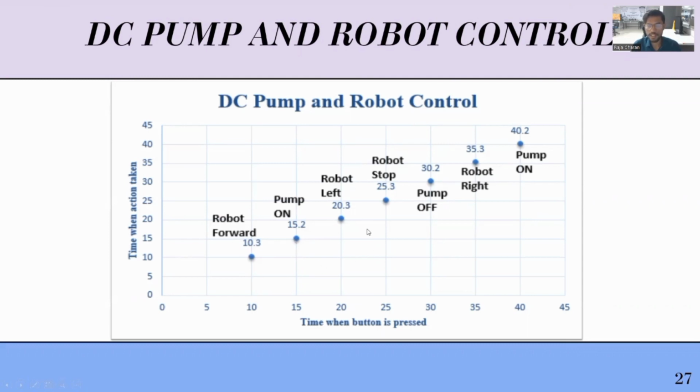It means that in controlling the DC pump and robot, there is some delay. This may be due to traffic on the web page, or the time taken for the ESP32 controller to respond, because the Android app is communicating with a web page, and the web page is communicating with the ESP32 controller. Because of that, there may be some delay. So there is a 0.3 second delay in robot control, and a 0.2 second delay in the control of the DC pump.